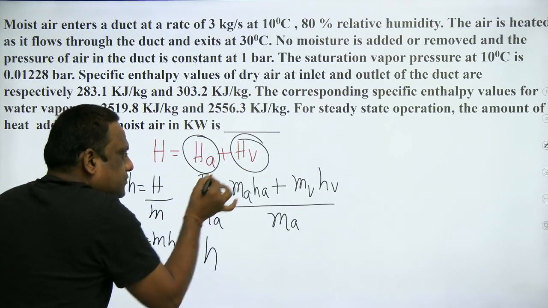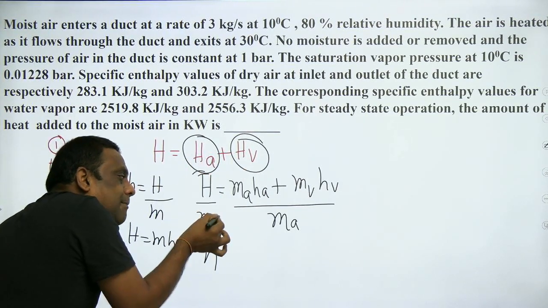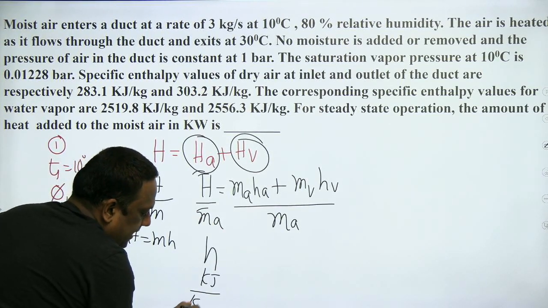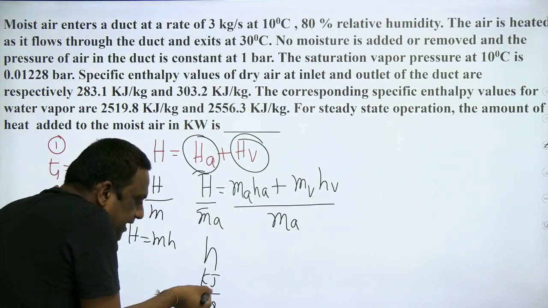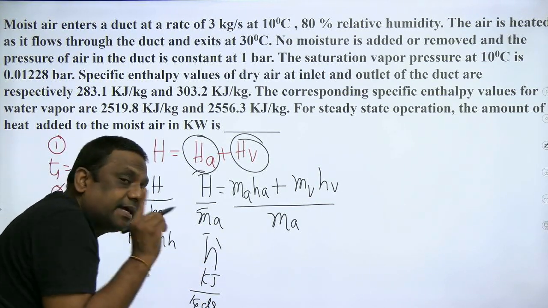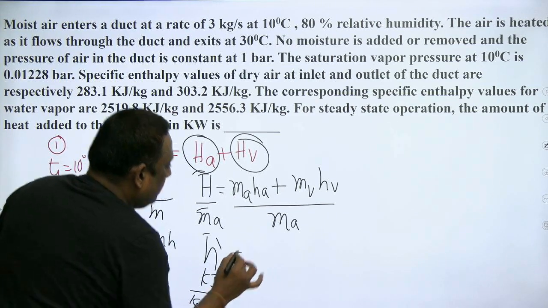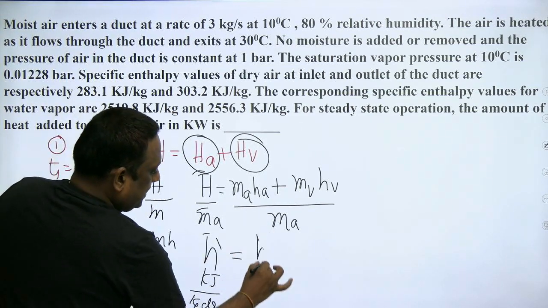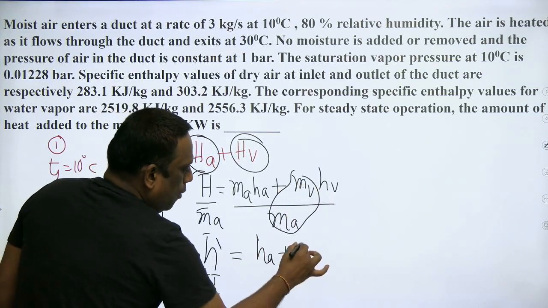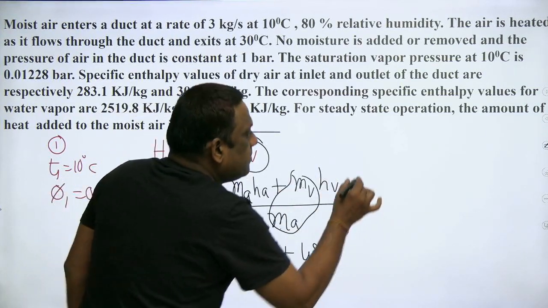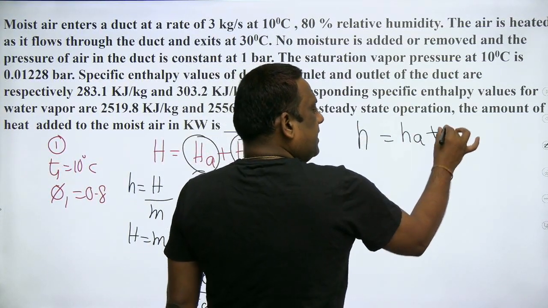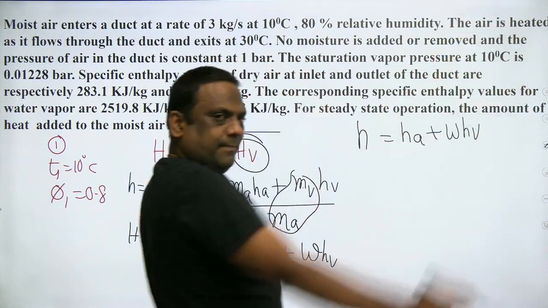Dekho, H is HA plus HV. Total enthalpy of moist air, but it is expressed for 1 kg of dry air. That's why I write it as kilojoule per kg of dry air. Don't get confused. It's not the enthalpy of dry air. It is the total enthalpy of moist air, but expressed for 1 kg of dry air. And that will be equal to, divide this, hA plus divide MV by MA. But what is MV by MA? Omega. hA plus omega hV. Always remember, the total enthalpy is given by enthalpy of dry air plus omega times enthalpy of vapor.